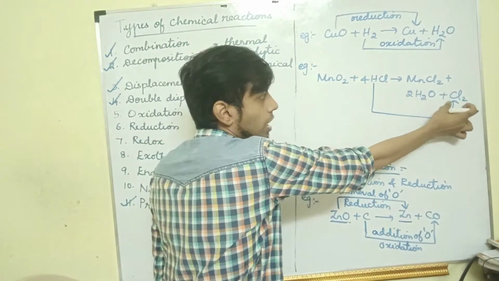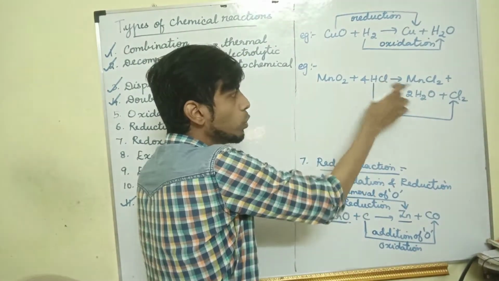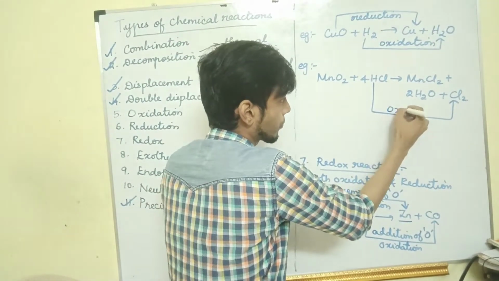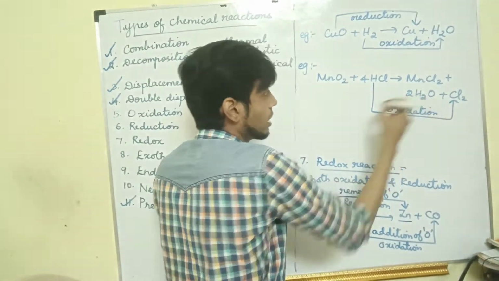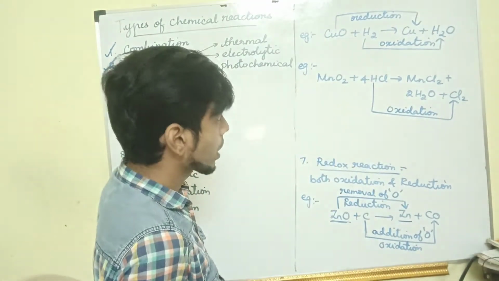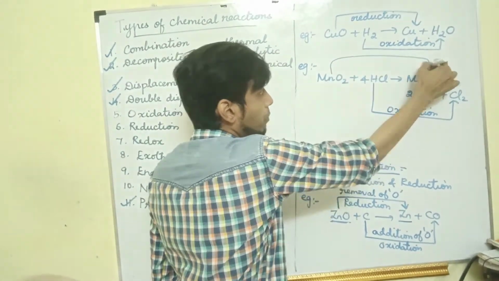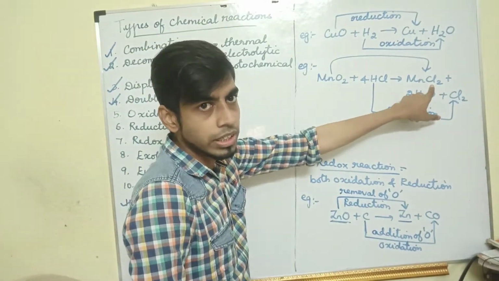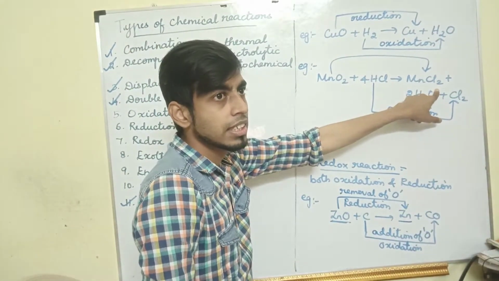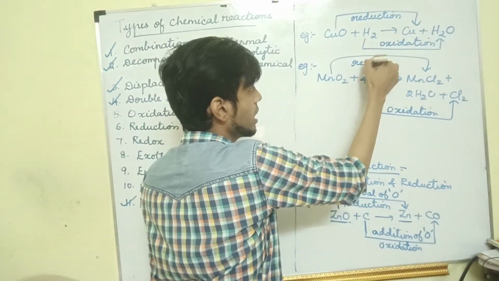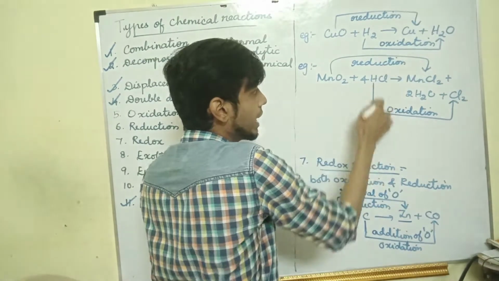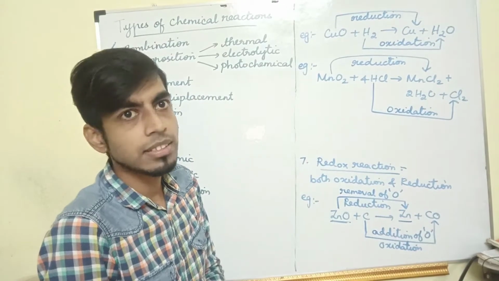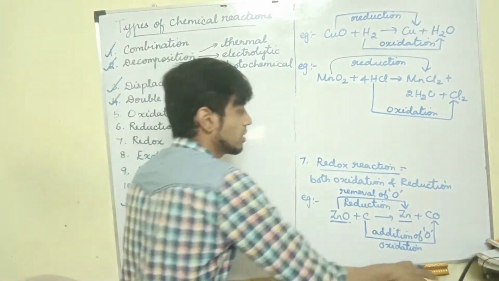Okay, HCl is converted into Cl2. So here removal of hydrogen. Removal of hydrogen means what? It is oxidation. Removal of hydrogen is called oxidation. Okay, so see MnO2, what is happening? Oxygen is there, but here oxygen is not there. Removal of oxygen is called reduction. Here removal of oxygen, reduction, and removal of hydrogen, oxidation. Okay, so both oxidation and reduction are taking place. So it is an example for redox reaction.